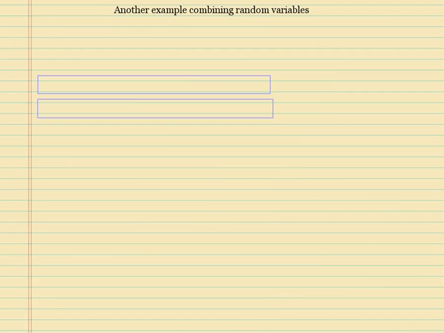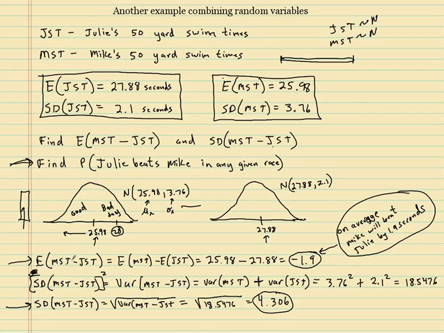Okay, so this is going to be a review. Some people like to call this something else, like the difference, but the expected value of Matt's swim time minus Julie's swim time was negative 1.9. And the standard deviation of Matt's swim time minus Julie's swim time equals 4.306. This number could never be negative. And think about it. This was normal, and this was normal. So the new one's going to be normal.